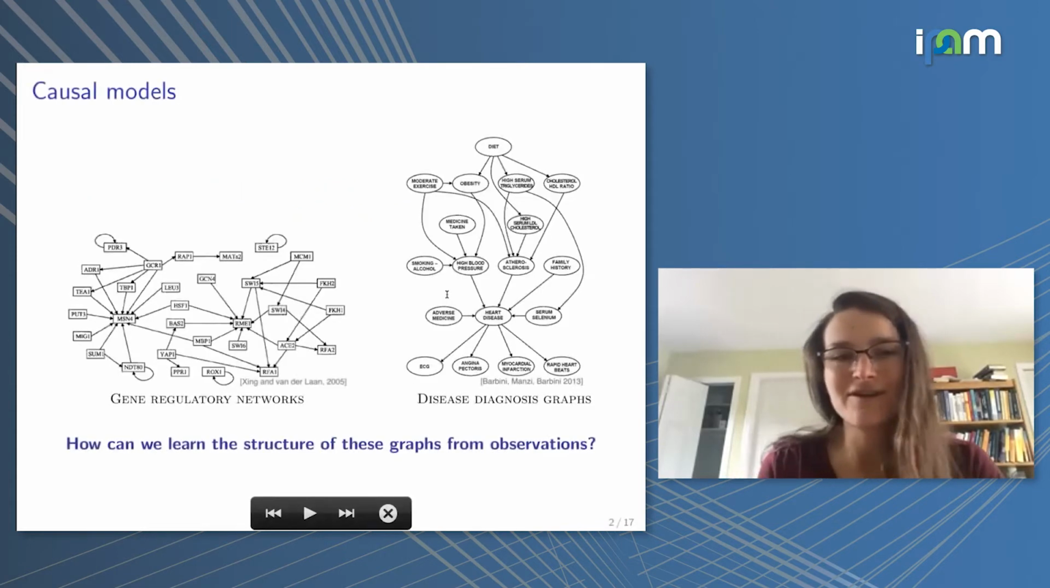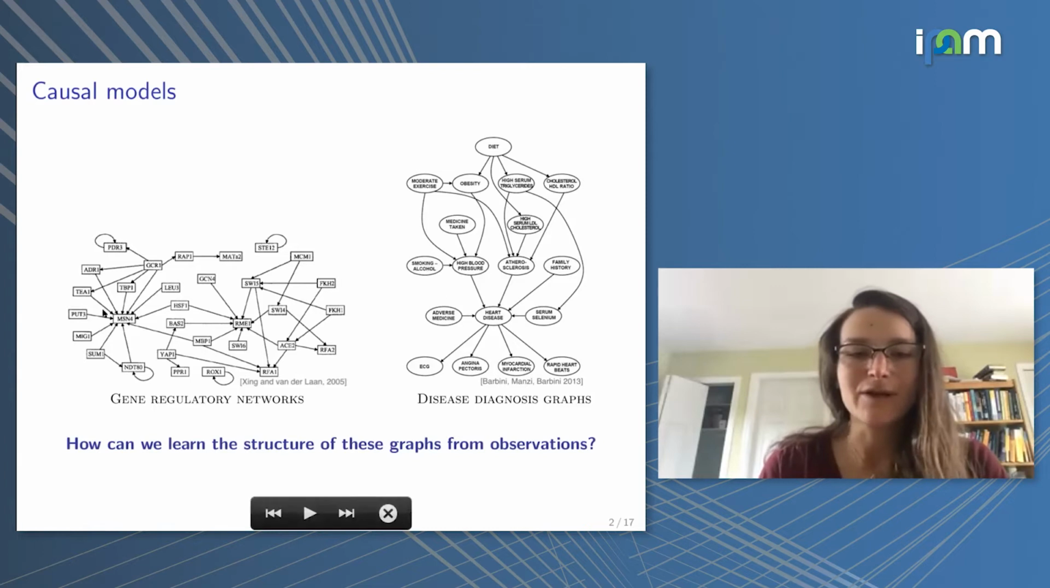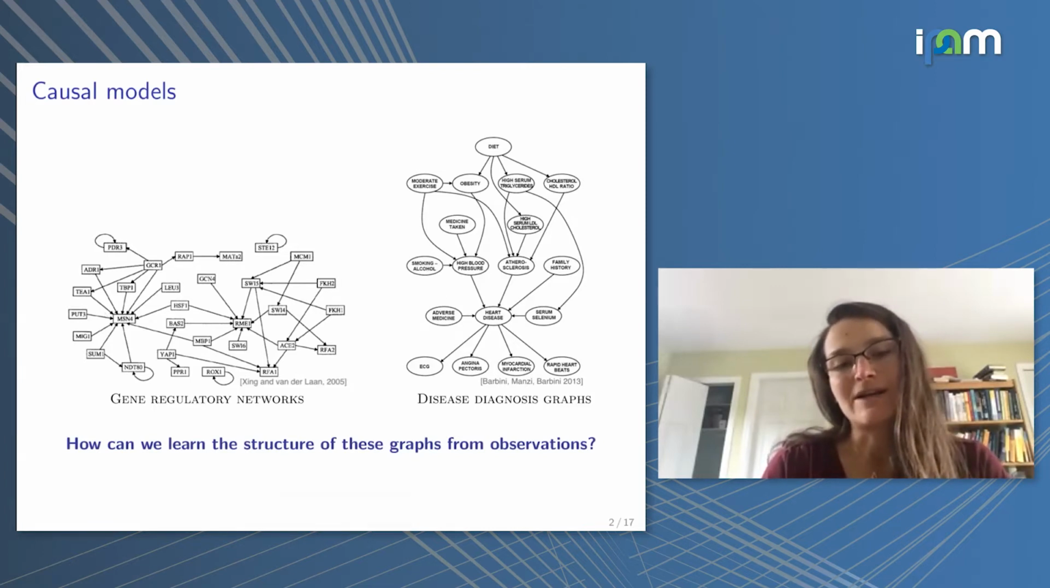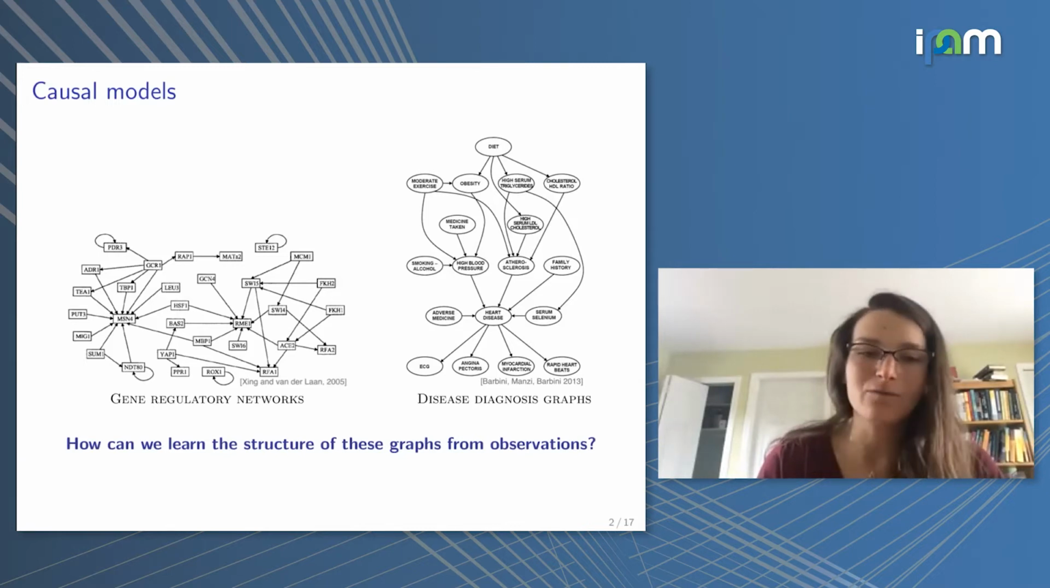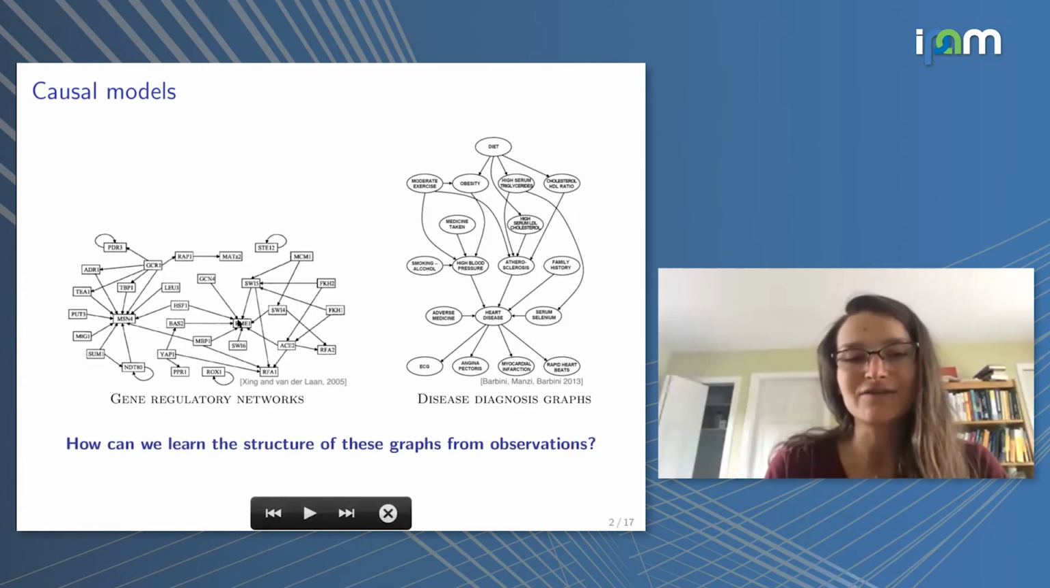Let me first tell you a little bit about causal models. These are very useful across the sciences. For example, they're useful in gene regulatory networks, where we would like to learn how the expression of one gene can influence the expressions of other genes. The way we model this is by placing the different genes at the vertices of a graph, and then we have directed edges whenever the expression of one gene influences the expression of another gene.